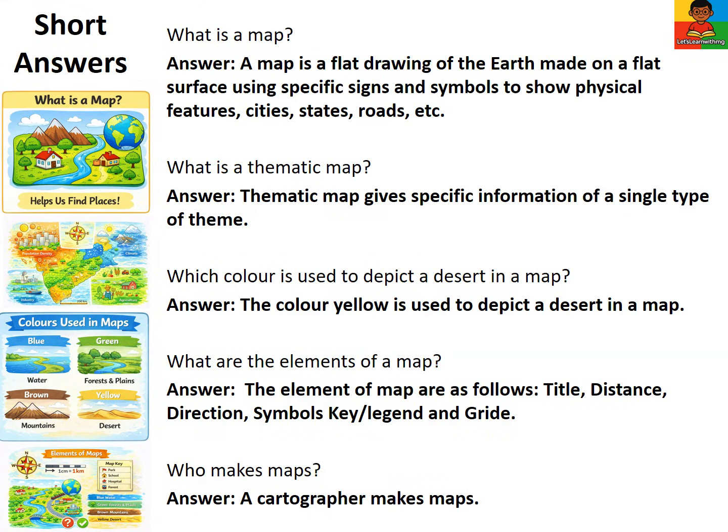Let's answer some short questions. What is a map? A map is a flat drawing of the Earth made on a flat surface using specific signs and symbols to show physical features, cities, states, roads, and more. What is a thematic map? A thematic map gives specific information of a single type or theme. Which color is used to depict a desert in a map? The color yellow is used to depict a desert. What are the elements of a map? The elements of a map are title, distance, direction, symbols key or legend, and grid. Who makes maps? A cartographer makes maps.